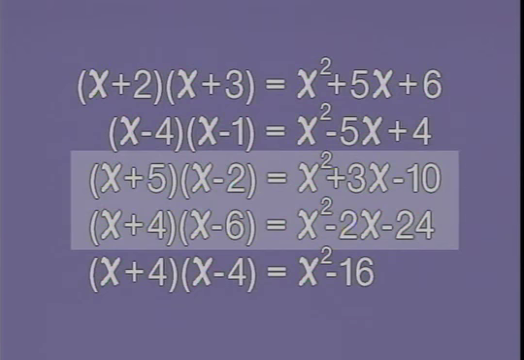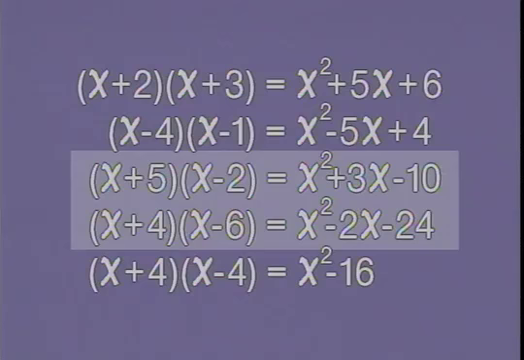When you multiply two numbers with opposite signs, you must get a negative. So therefore, in the third problem, we get negative 10 because 5 times negative 2 is negative 10. In the fourth problem, we get negative 24 because a positive 4 times a negative 6 is negative 24. But notice the middle term.